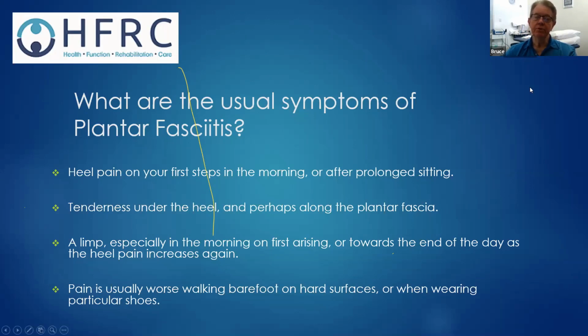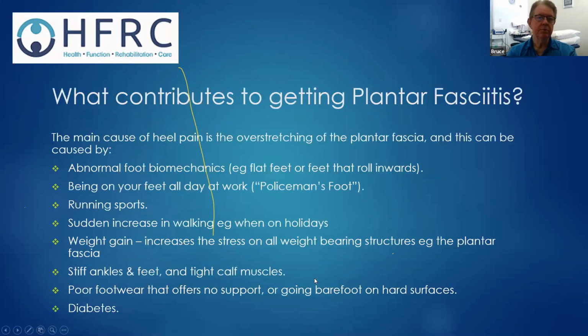So the sort of shoes you choose to wear are going to make a big difference. Now, let's move on. So what contributes to getting this plantar fascia in the first place? Well, it's caused by a repetitive overstretching of the plantar fascia.